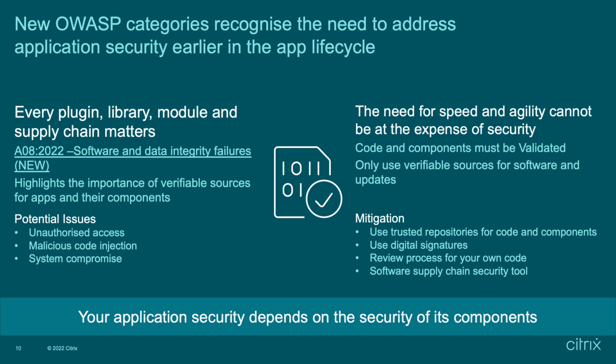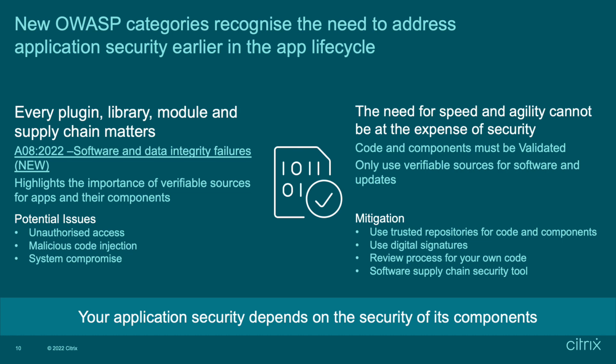Another new critical category on the list for 2021 is software and data integrity. This highlights the issues related to using code and infrastructure that does not sufficiently protect against integrity violations. For example, the use of compromised plugins, libraries, or modules from sources that have not been checked or verified. Think Log4j. This is something that can leave a gaping hole despite all your other preventative measures.